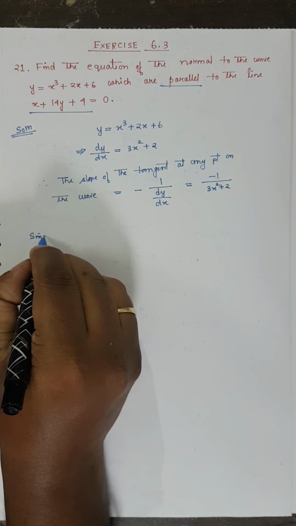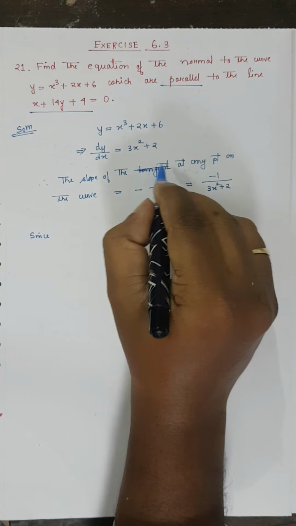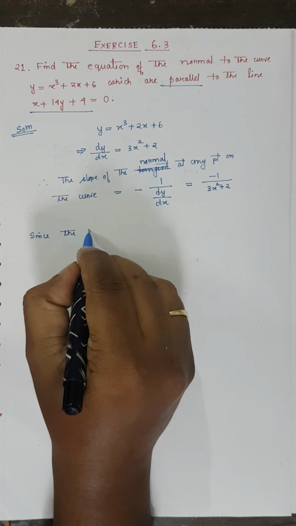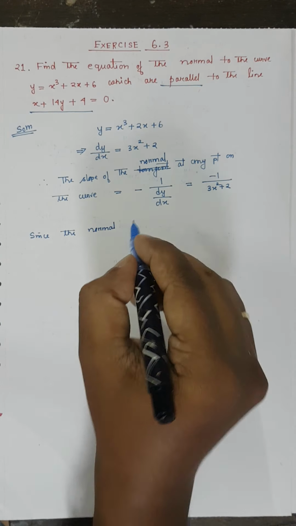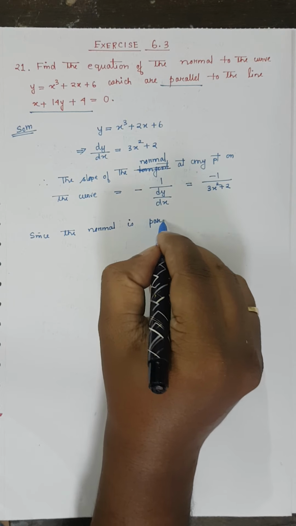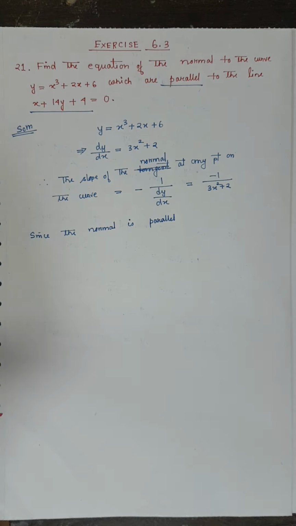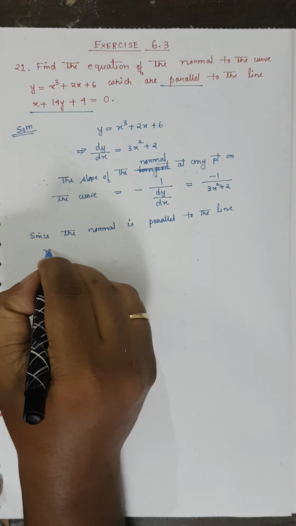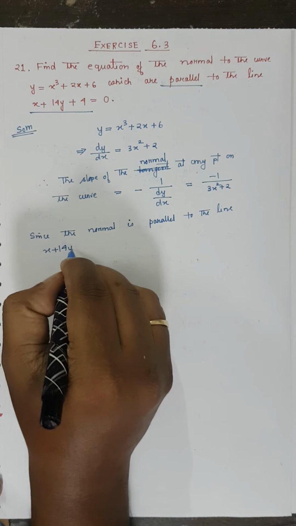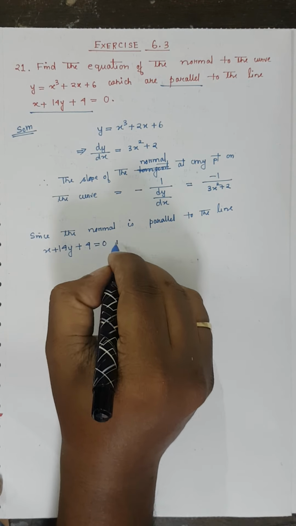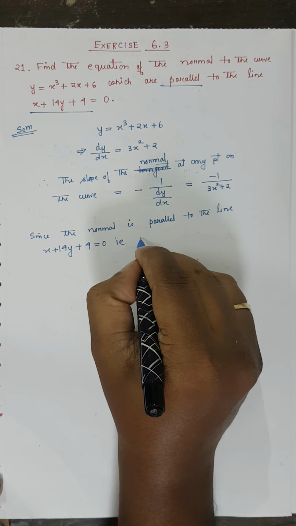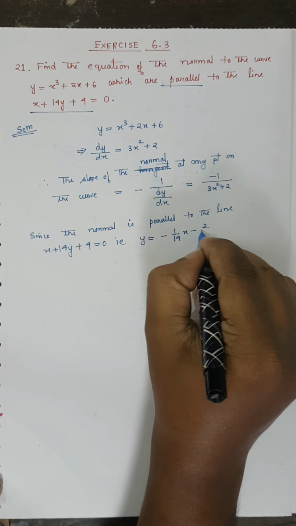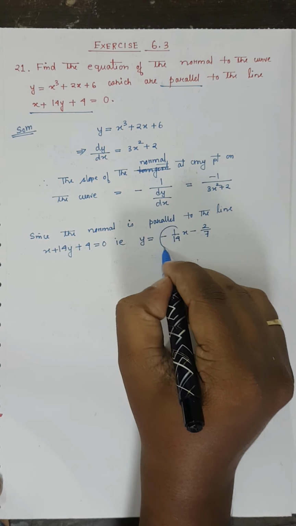Now this is for normal. Now since the normal is parallel to the line x plus 14y plus 4 is equal to 0, this can be further expressed as y is equal to minus of 1 by 14 into x minus 2 by 7. See, this is your mx.